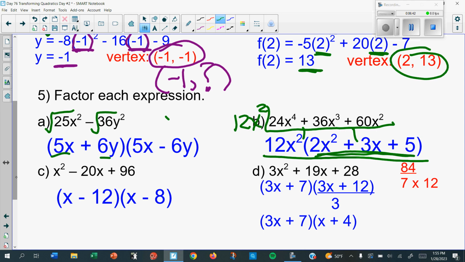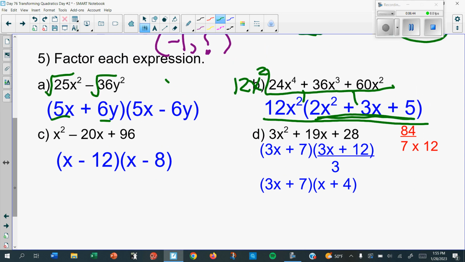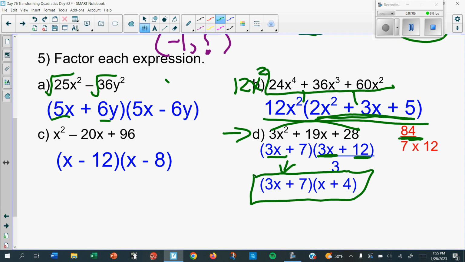C is just a basic trinomial. You all should have gotten that. And D is one of those tricky trinomials. So 3x, multiply the front with the back. That's where the 84 came from. 7 times 12 is 84. And when you add it, you get 19. You can't take anything out of the first one, but you can take out a 3 out of the second one. And you could always check it by graphing it or doing box and FOIL. Okie dokie.